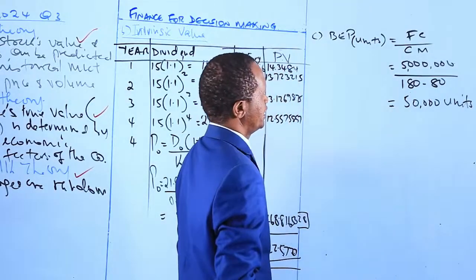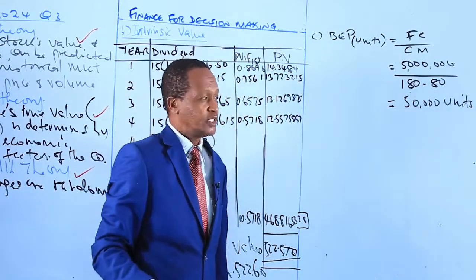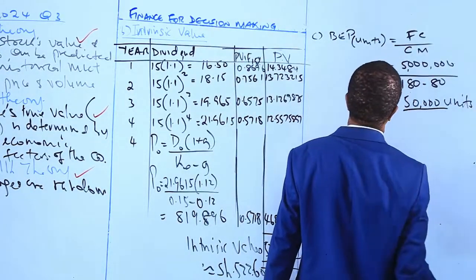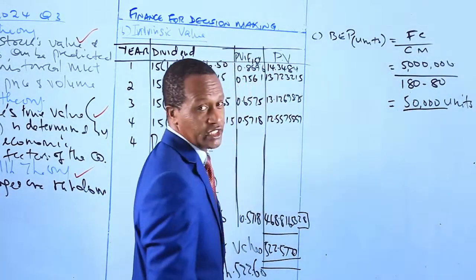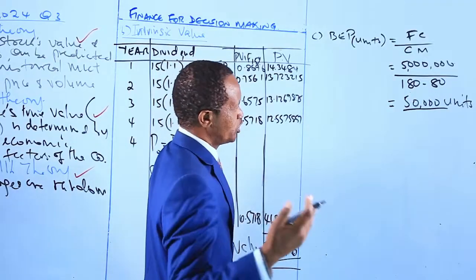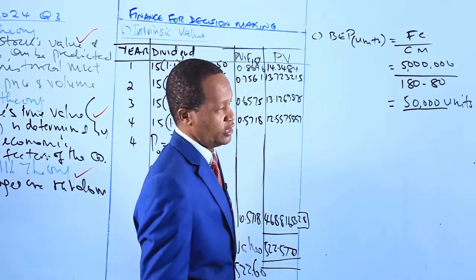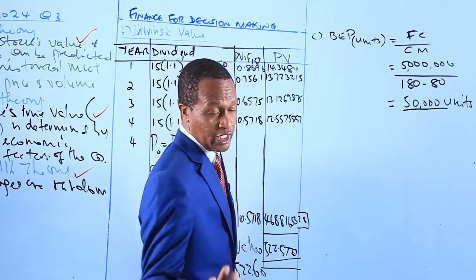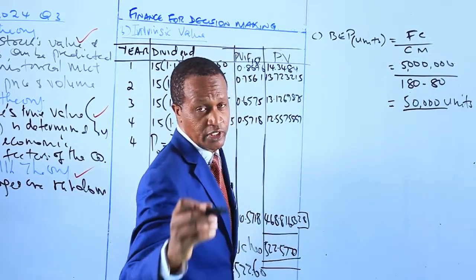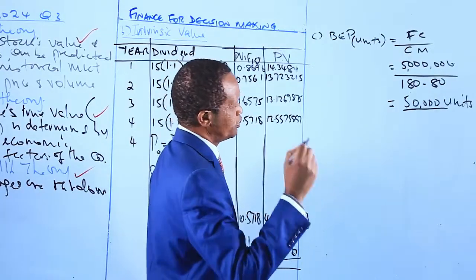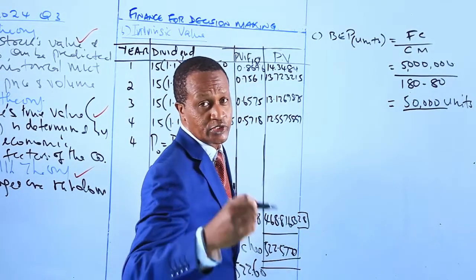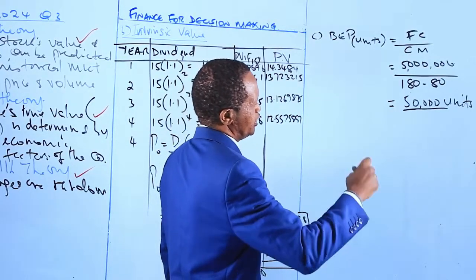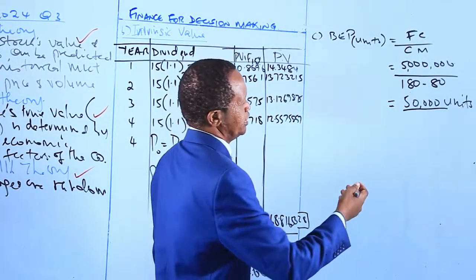Now this is the break-even point in units. That means that if the company is to produce 50,000 units, the company will not make any profit, because at break-even point, profit is equal to 0, which means that the total revenue equals the total cost. We know profit is equal to total revenue minus total cost, so profit will be equal to 0.